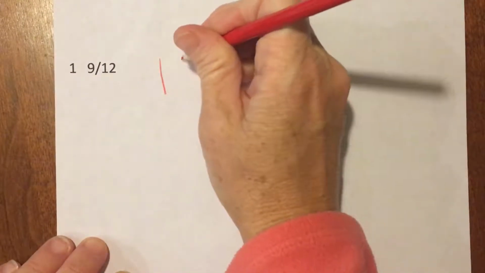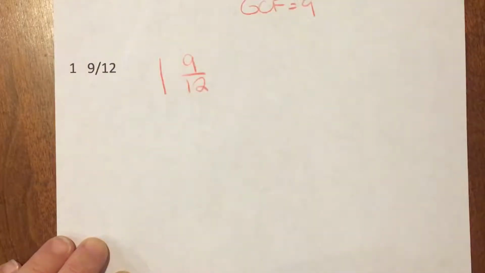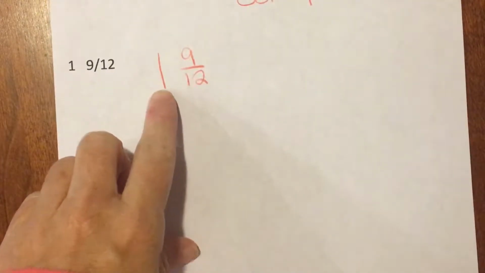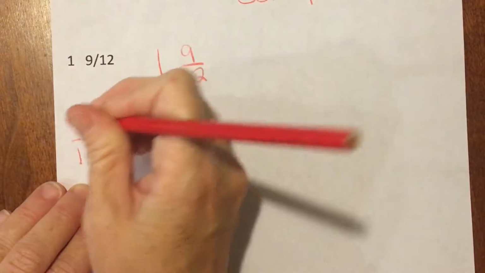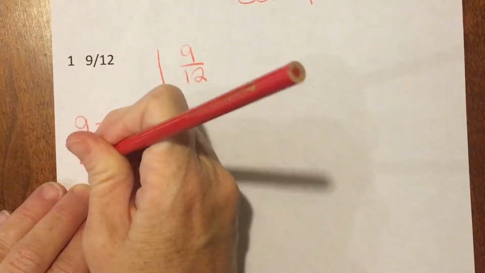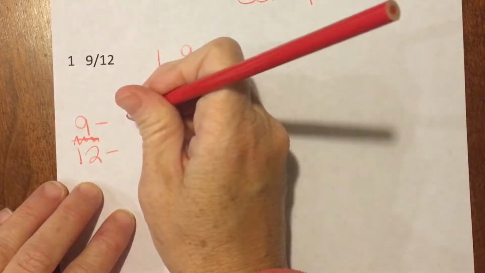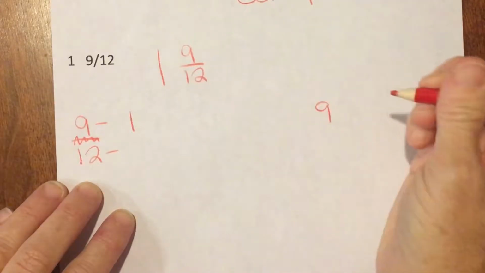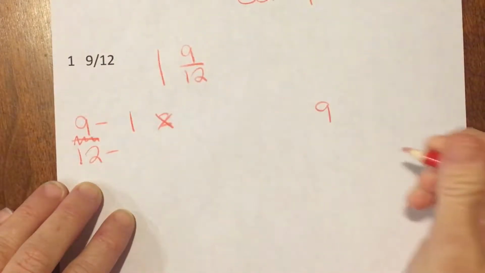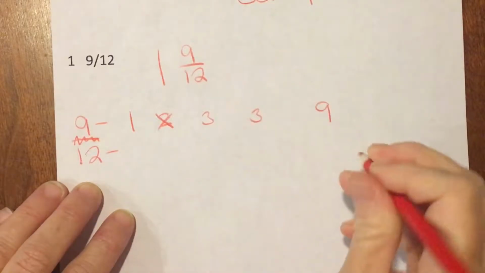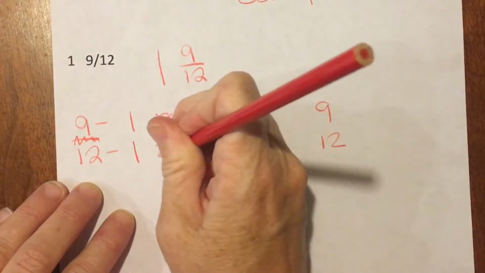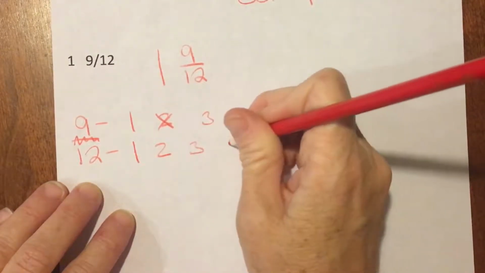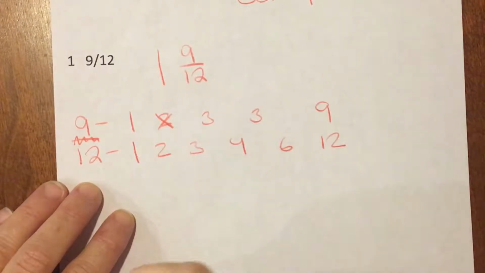So again, I don't like when it's written this way, so I'm going to rewrite it: 1 and 9/12. I'm not going to worry about this whole number. I'm going to set up 9 and 12 and find my GCF. 1 times 9, 2 doesn't work, 3 times 3, and then that's a repeat, so I stop. 1 times 12, 2 times 6, 3 times 4, and then I have a repeat.